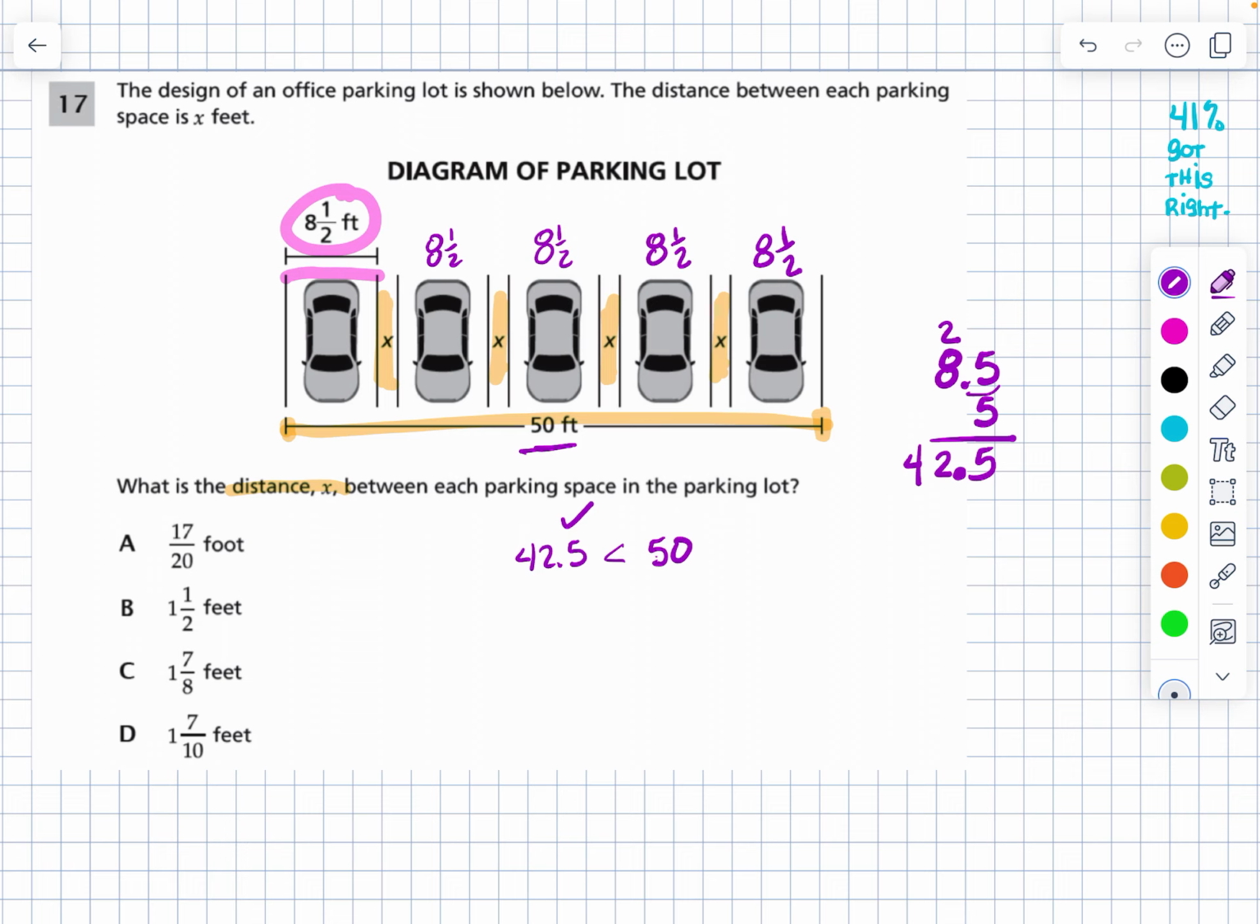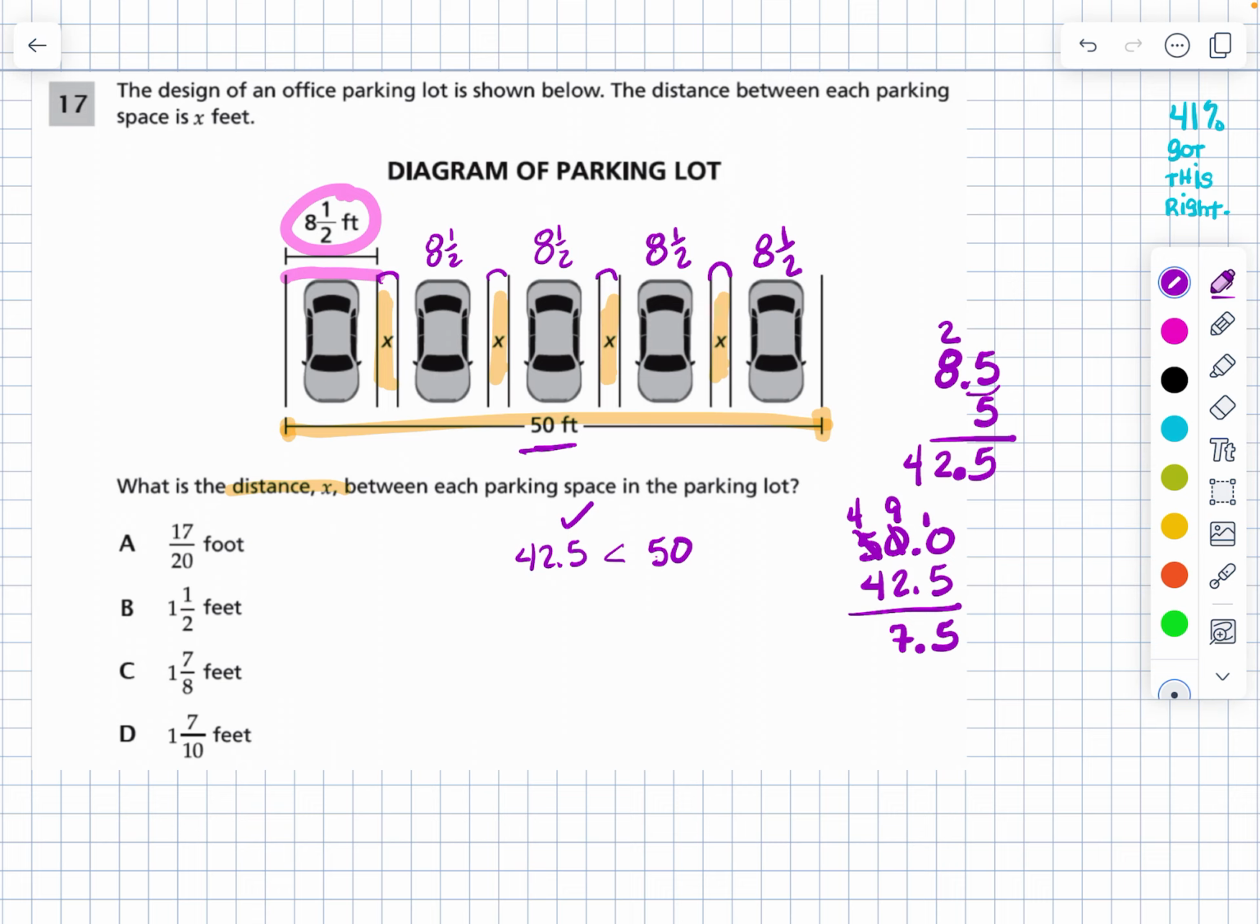So now, what do we have left? We've got each of these distances here. In order to find that out, we can take 50 minus the 42.5, and that'll give us the total distance of all 4 x's added together. So 10 minus 5 is 5, 9 minus 2 is 7, and that's 0. So we have 7.5 feet for all the x's.